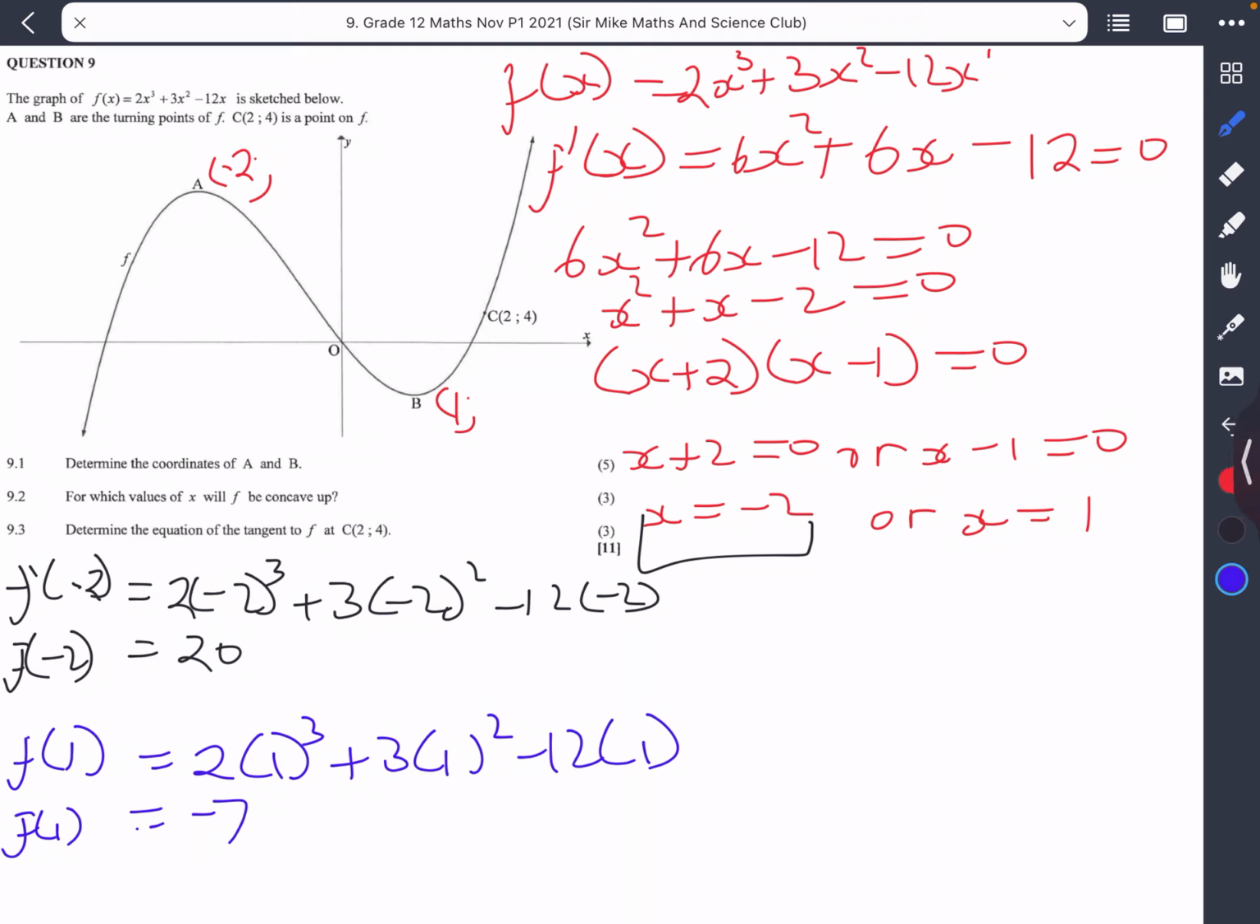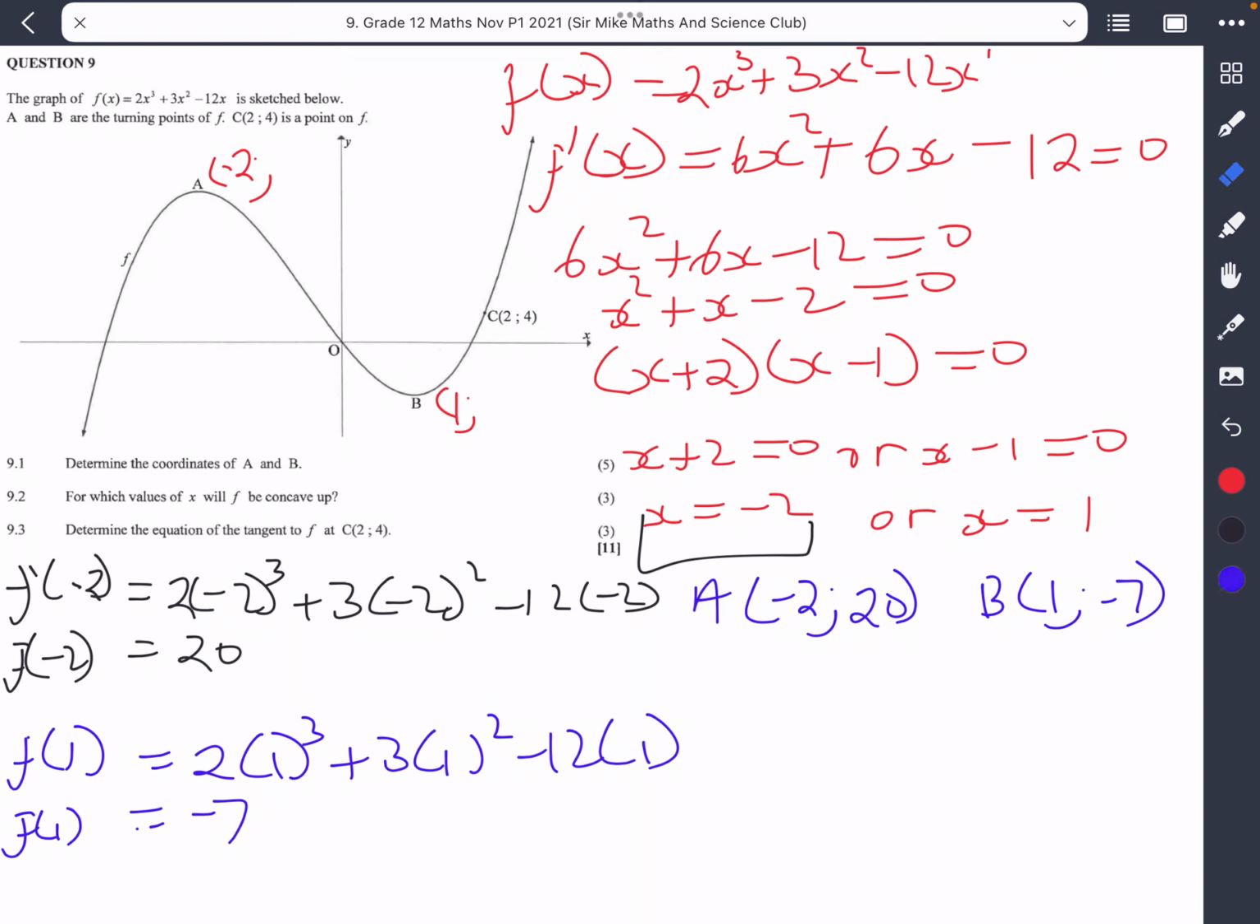So in this case, what you would have as the turning points would be, we know that for A now, x is negative 2. So the corresponding y value would be 20. And then, of course, for B, x is 1, and the corresponding y value would be negative 7. So that's for 9.1. So that's how you would get those 5 marks.